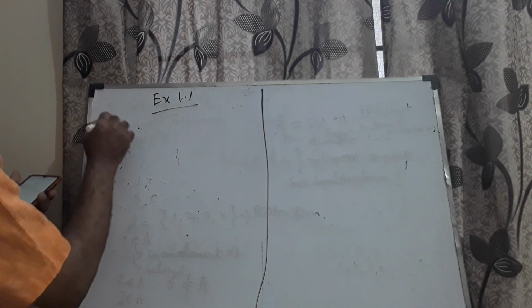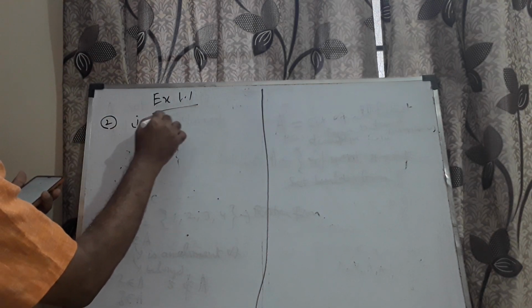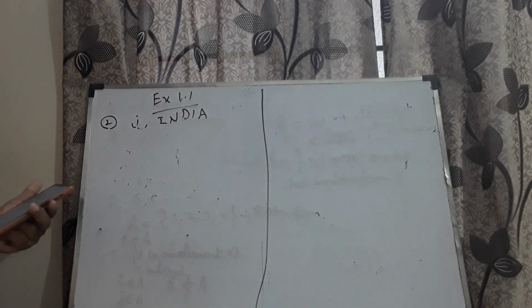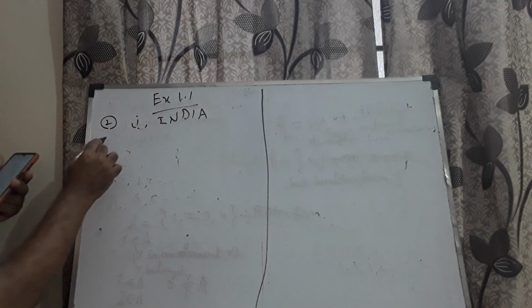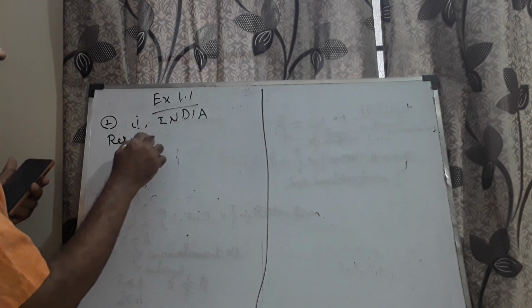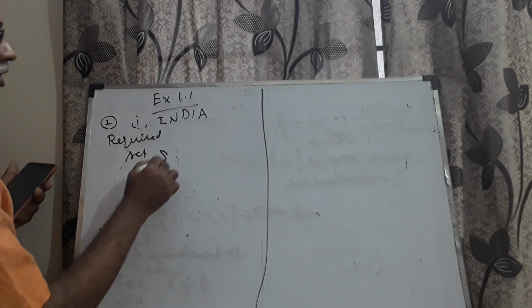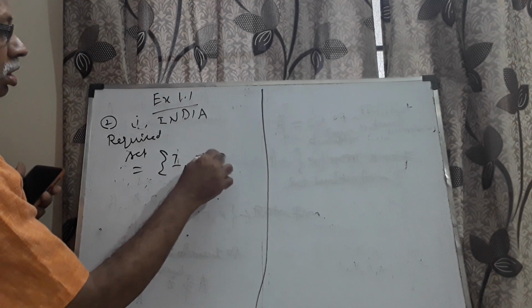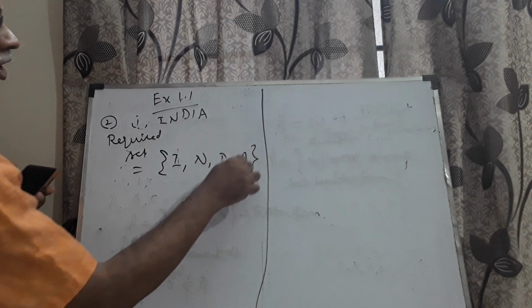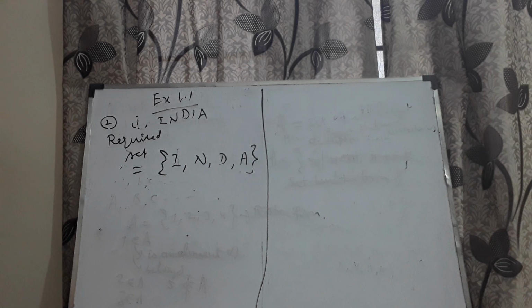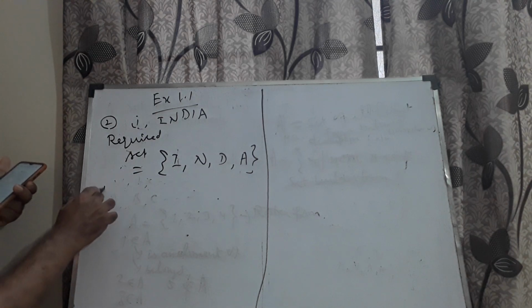Then for the next problem, I have to list all the elements in the given word. India is a word. How to write the set? The required set would be I, N, D. I need not write I again. I, N, D, A. The letters used are I, N, D, I, A for the word India. Therefore, I is used twice, but I need not write any element a second time. I, N, D, A will be the answer.